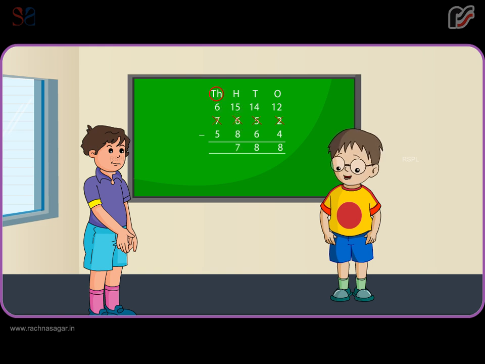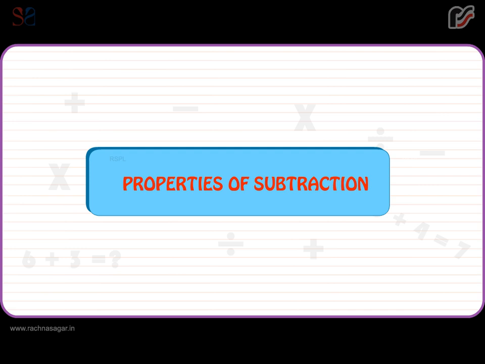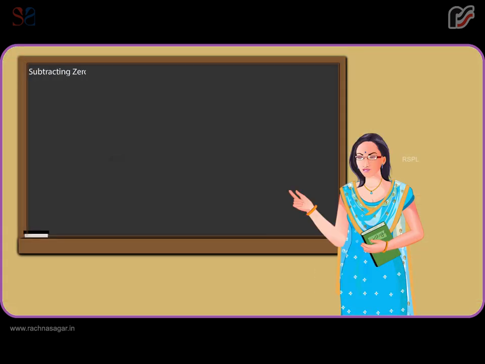Subtract the thousands. We are left with 6 thousands. 6 minus 5 is equal to 1 thousand. Write 1 under thousands column. Thus, the difference is 1,788.